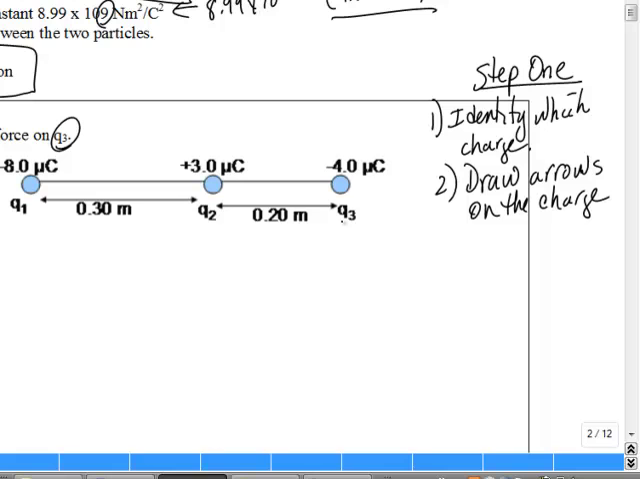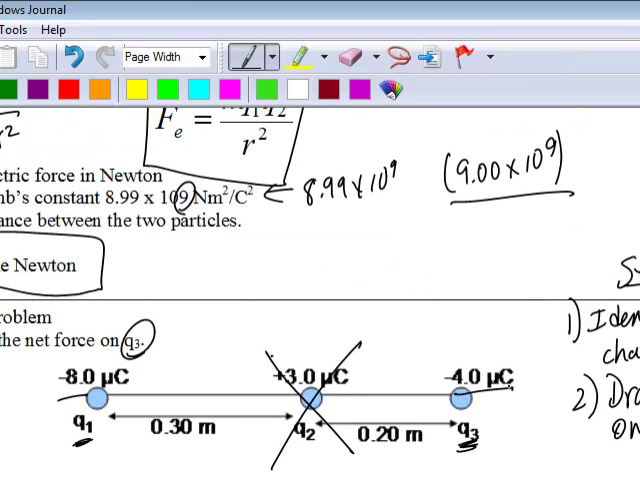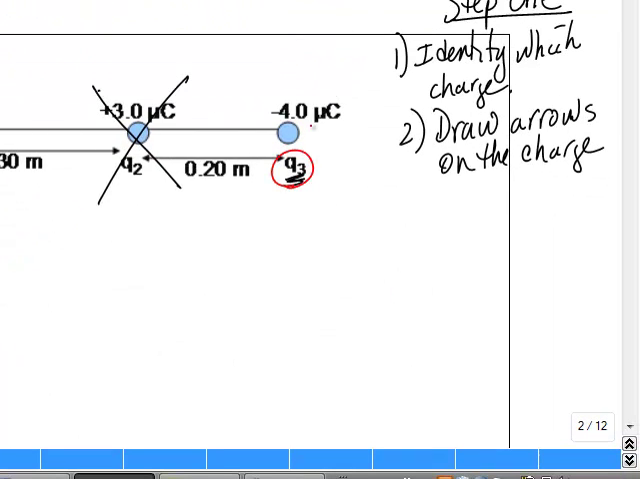Since I'm looking at Q3, I'm going to pretend that Q2 does not exist. Will there be a force between Q1 and Q3? Well, are they charged particles? Yes. Will there be a force between them? Yes. So how do we draw the direction of that arrow? This is a negative 8 microcoulomb charge. This is a negative 4. A negative and a negative, are they going to attract or are they going to repel? Of course, like charges are going to repel. So from the one that I'm talking about, which is Q3, I am going to draw that force, because it's going to repel.